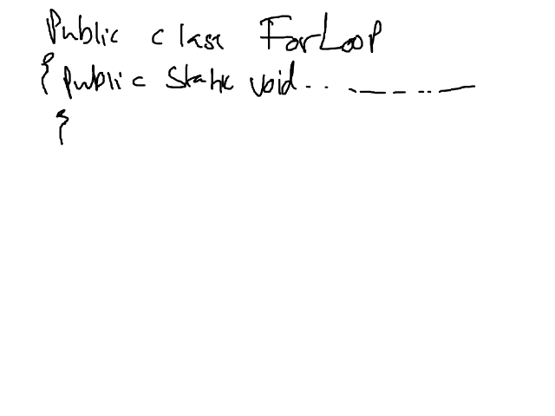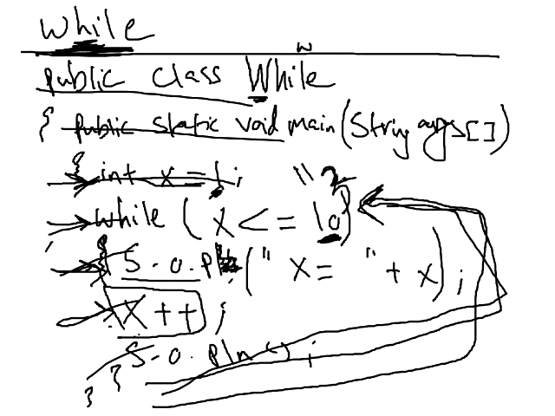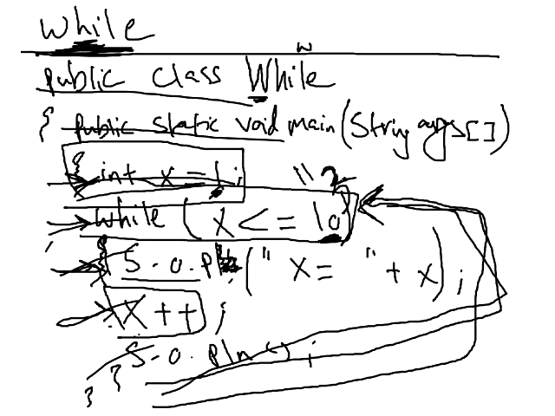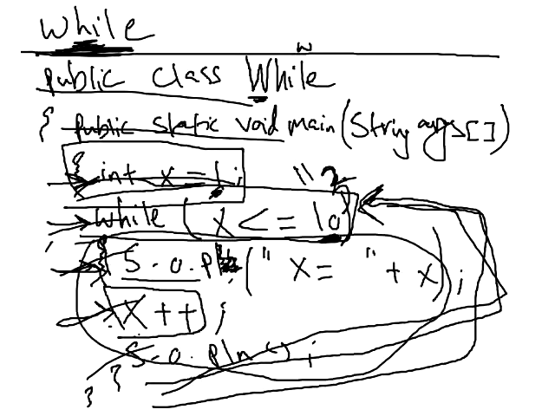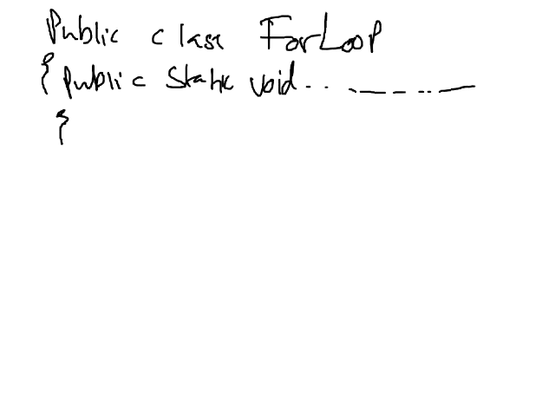Now let's see what we do with the for loop. As you saw with the while, we always had to declare our variable, x. Then the condition, then the body or the statement. Now with the while, the structure is slightly different. With the for loop, the structure is quite different.